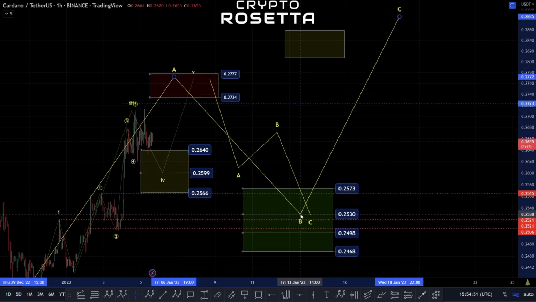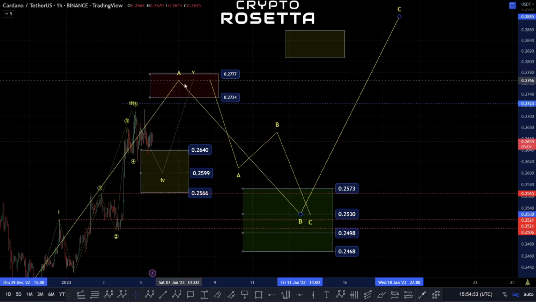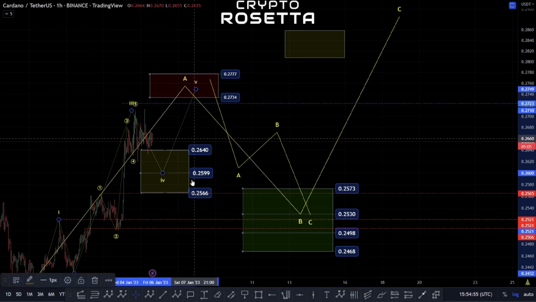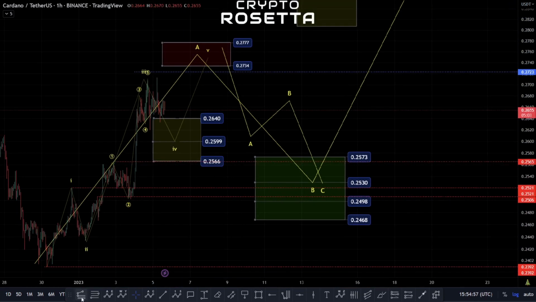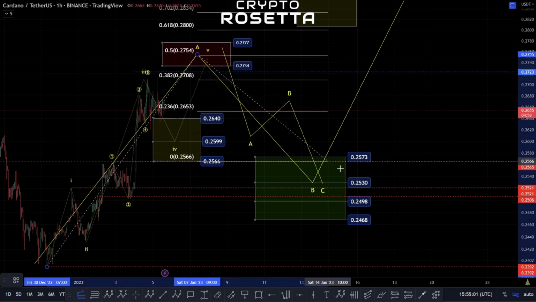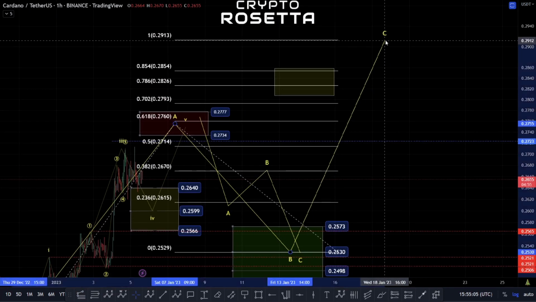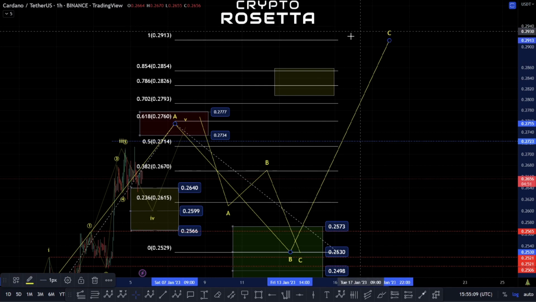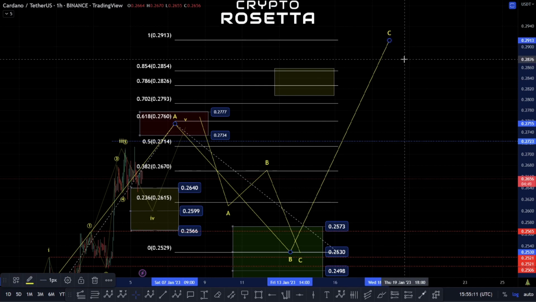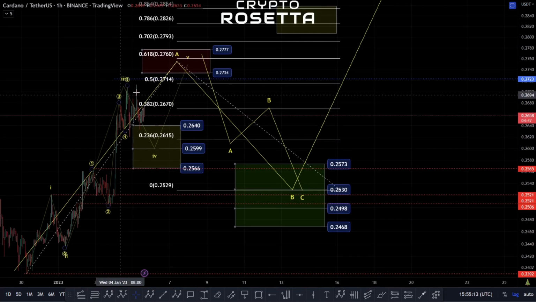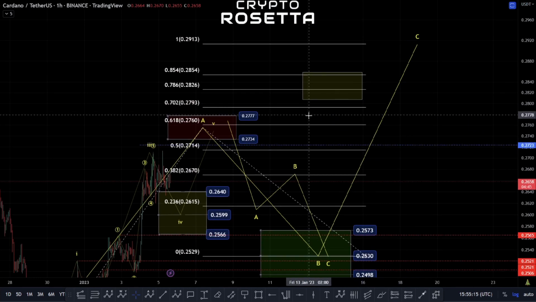So if we do move up into this box, it depends exactly where we land within there, but effectively we could look for a bigger move to the upside here, where this becomes an A wave. We look for this B wave retracement, and then potentially we look to move up towards this 29.13 area at a 1-to-1. So this is just sort of a longer term view of what we could start to see here.